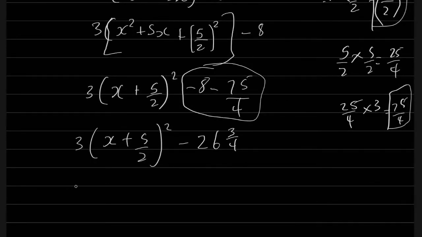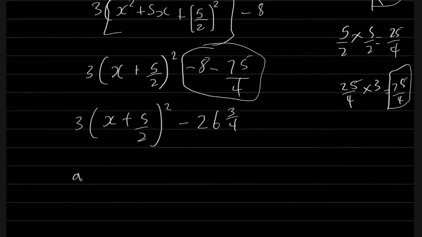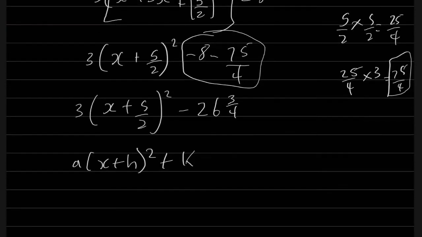And if we write back the form that they want us to write it in, this will be a open bracket x plus h all squared plus k. And a will be 3, and we know h would be 5 over 2, and k would be this negative 26 and 3 over 4.